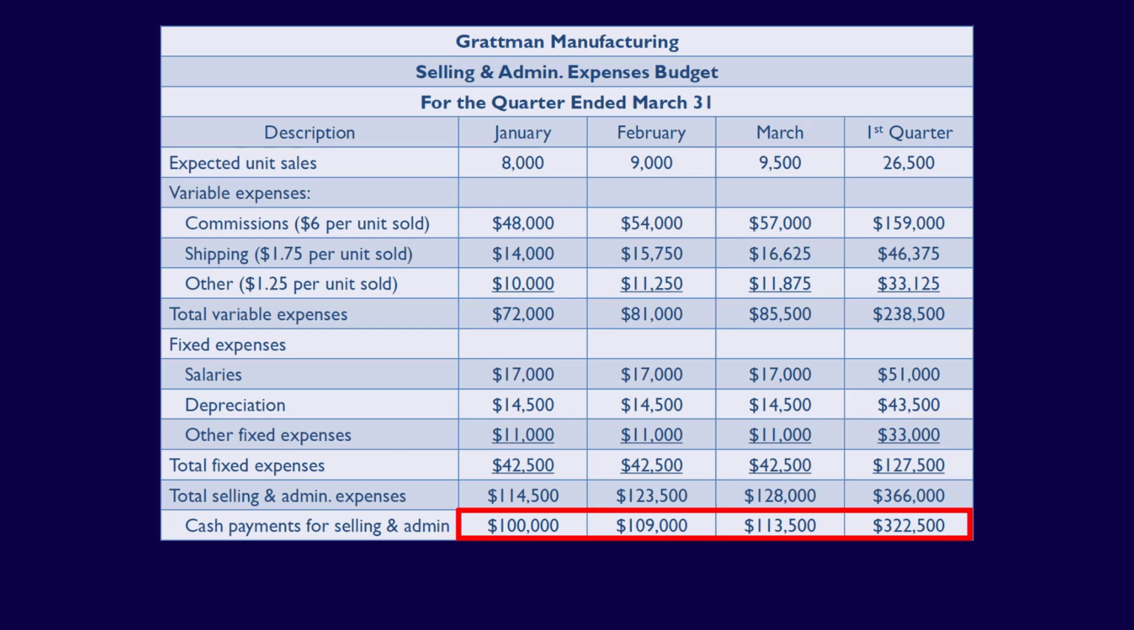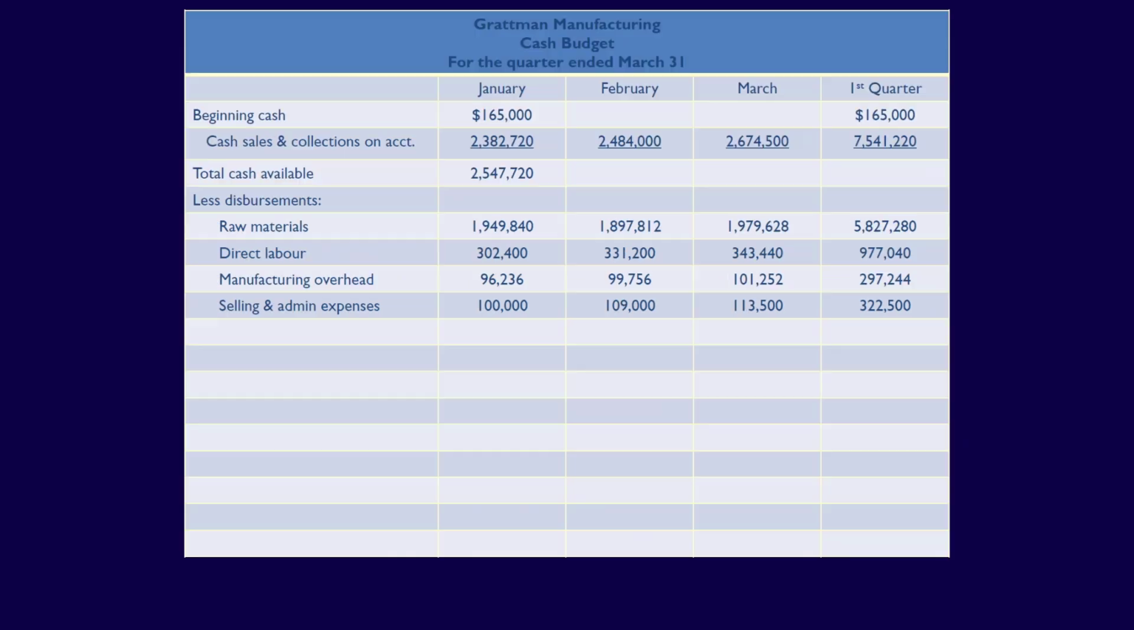We can now transfer these amounts to our cash budget. January, $100,000, February, $109,000, March, $113,500, and first quarter, $322,500. What other cash disbursements are there? Income taxes have to be paid by most organizations.